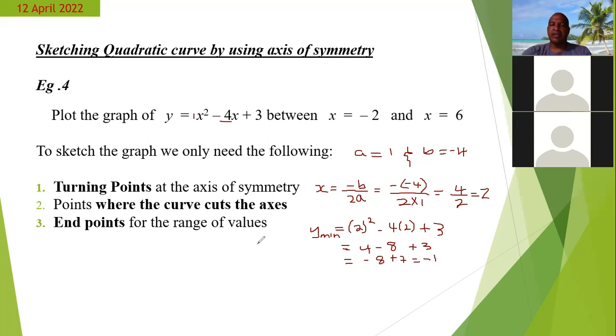So your turning point would have a coordinate of what? What would be the coordinates at the turning point? You put in your x value for the axis of symmetry, and that would be what? 2. And the y value for y min, which would be -1. So that would be the turning point. So on your graph, when you're going to sketch, you look for that point, and you highlight that point.